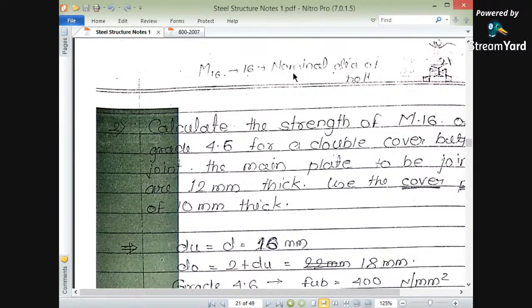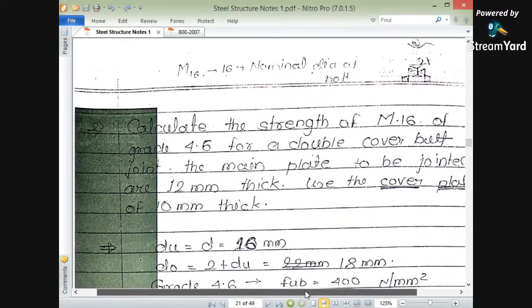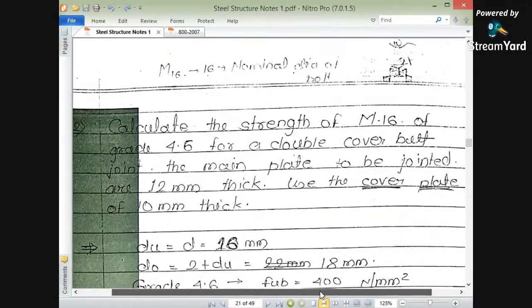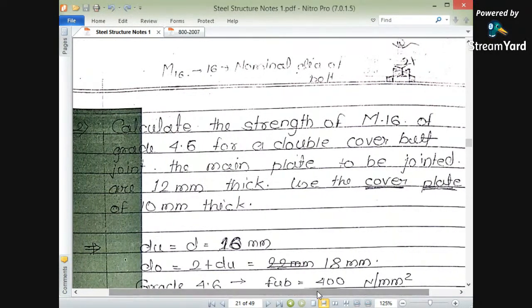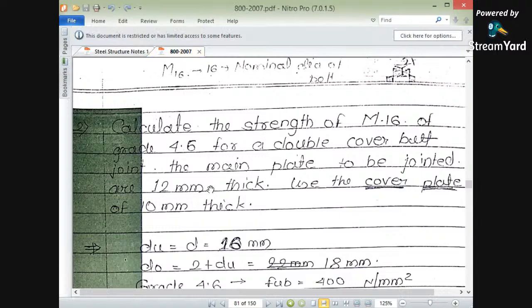So in bolted connections, in short, I will go through the things which we have already discussed in the last lecture. In bolted connections, first we have to find out the strength of bolt. How to find out the strength of bolts? In order to find the strength of bolt, the tensile strength of bolt depends upon two things. First we have to find out the shear strength of bolt, and then we have to find out the bearing of bolt.